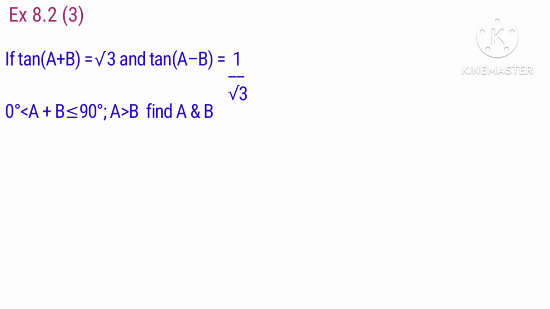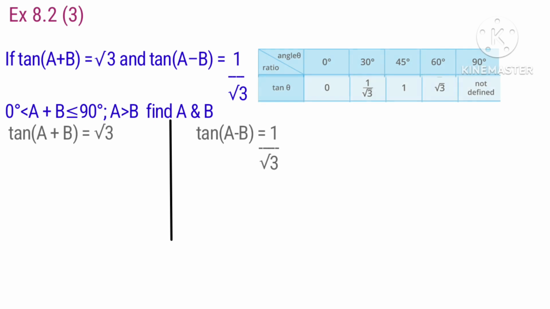Now they have given two conditions. The first one is 0 degree should be less than A plus B should be lesser than or equal to 90 degree. And the second condition is A should be greater than B. Now we have to find the value of A and B. So it is given that tan(A plus B) is equal to square root of 3 and tan(A minus B) is equal to 1 divided by square root of 3.